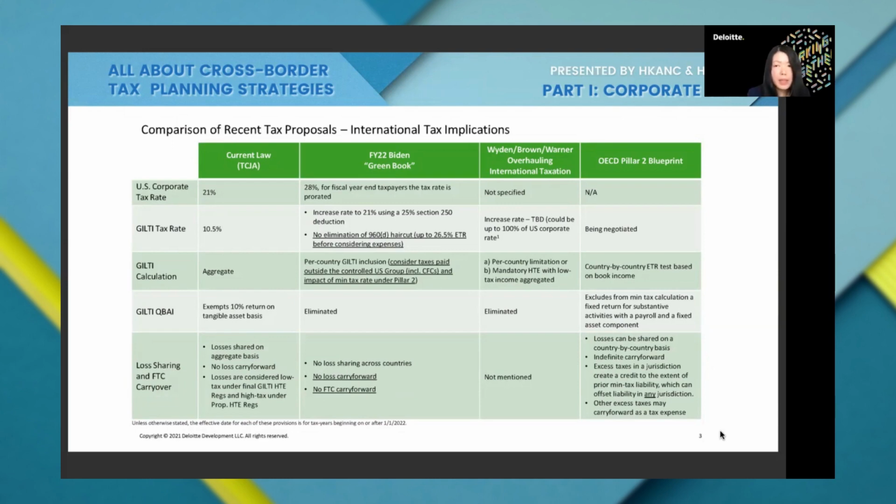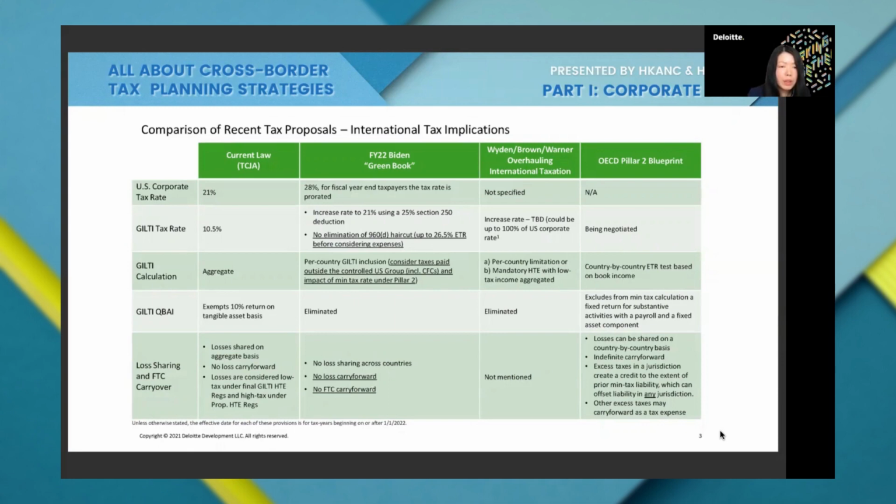So that's a 7% increase. The next change is called the GILTI tax rate. Remember, GILTI is regarding the earnings by foreign sub 2 in the prior picture. Under current tax law, the GILTI tax rate is 10.5%, while under the proposed law it is 21%. Now, there are also two key changes impacting the GILTI calculation.